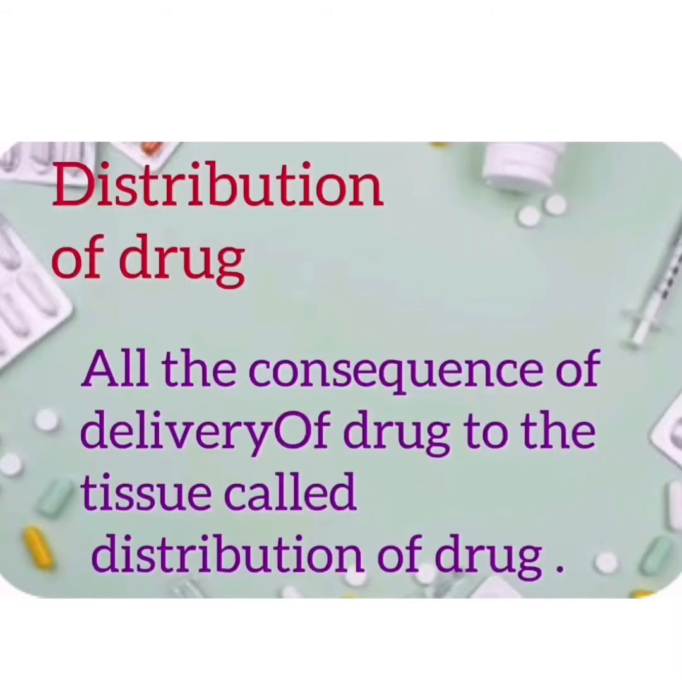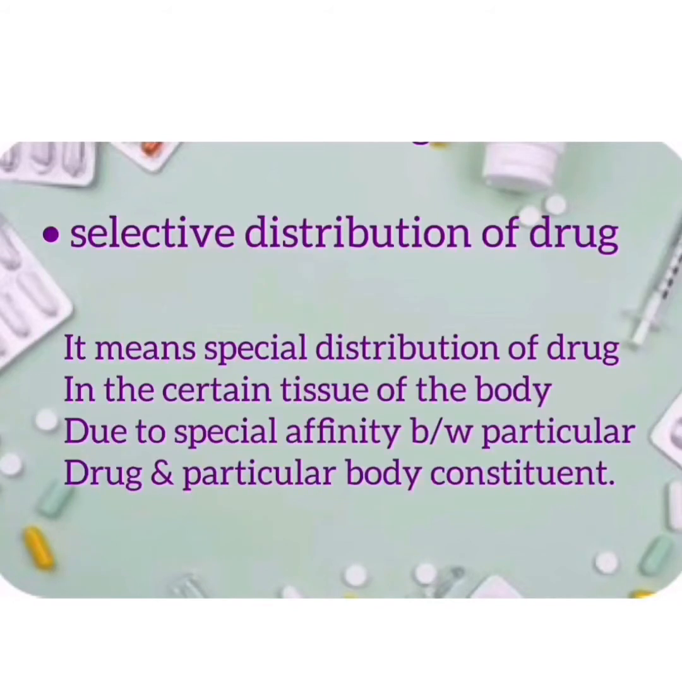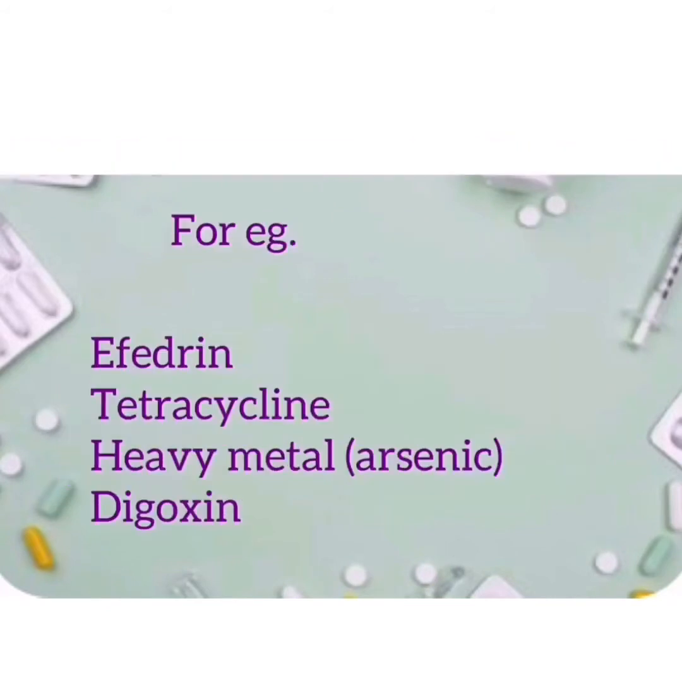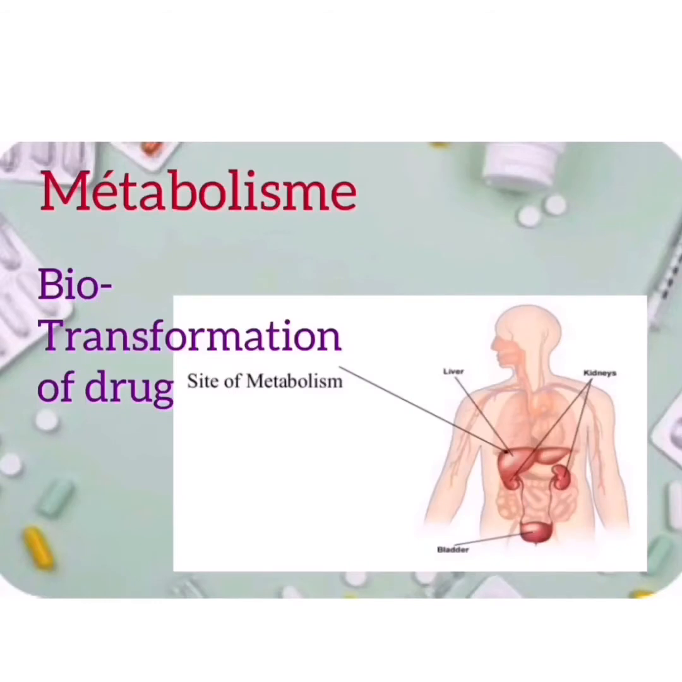Distribution of a drug. All the consequences of delivery of a drug to the tissue called distribution of a drug. Distribution of a drug means dividing and spreading of a drug to the tissue. Selective distribution of a drug means special distribution of a drug in the certain tissue of the body due to a special affinity between particles of drug. For example, ephedrine, tetracycline, heavy metal, and digoxin. Ephedrine affect an iris, tetracycline calcium containing, heavy metal hair and nail, and digoxin on heart.